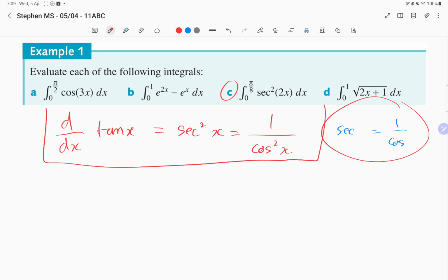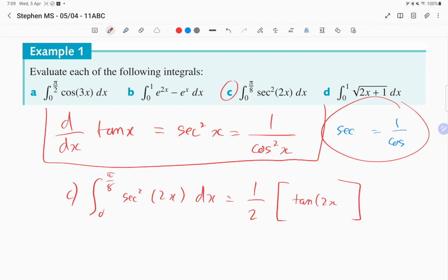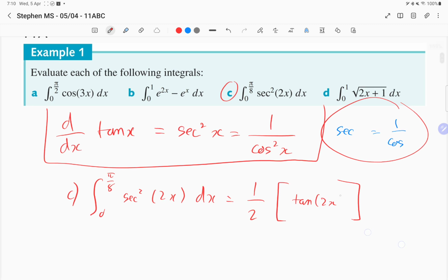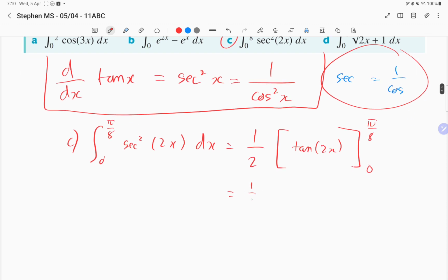Okay? So when you antiderive sec squared 2x, remember when you antiderive a linear function of x. Question C: from 0 to pi on 8 of sec squared 2x dx. When you antiderive a linear function, you always divide by the coefficient of x first. And then you antiderive sec squared of that, that would become tan of 2x, because when you derive tan, you get sec squared. And then from 0 to pi over 8. Make sense? Then after that, just sub in the values.